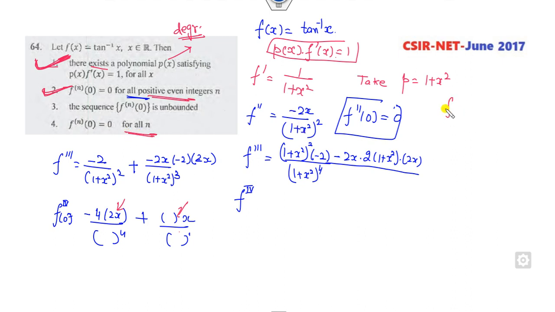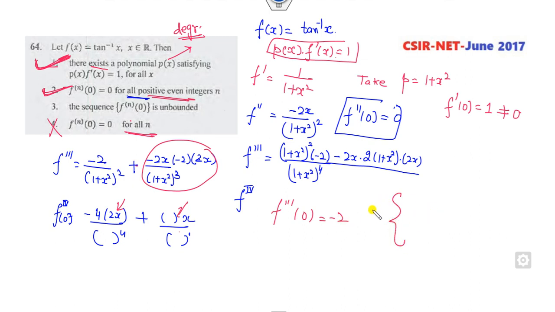What is the first derivative at 0? It is 1, which is non-zero. So the first one is non-zero. Similarly, you can see the third part. What will happen if x is 0? If I take it here, this part will be 0, this part will be minus 2.